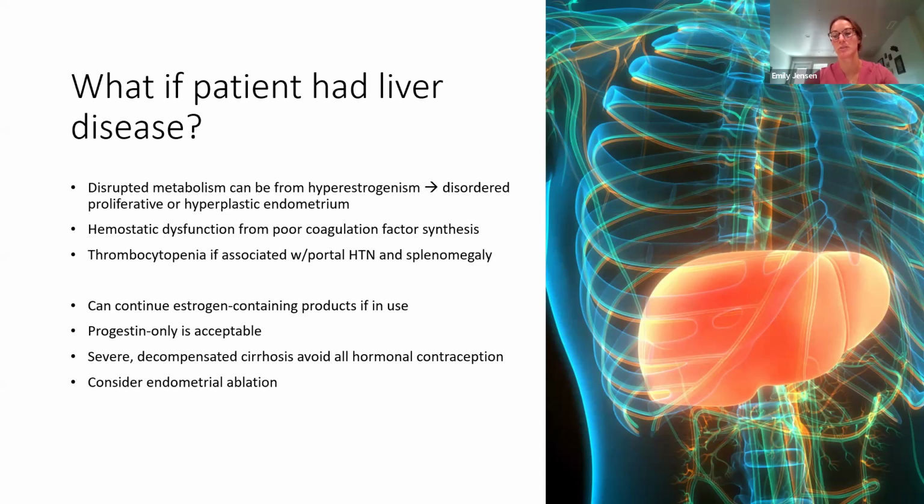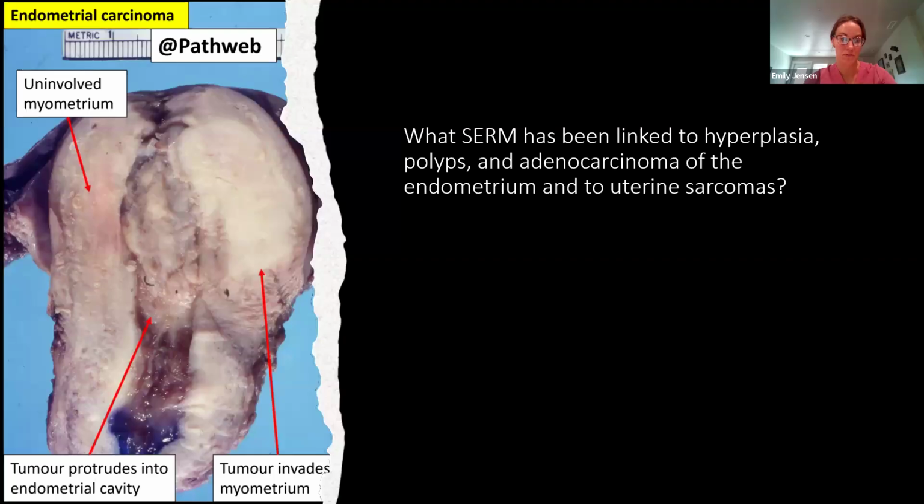Otherwise, their liver is not producing the coagulation factors that they need. So if they're already on an estrogen-containing product, some sources say it's okay to continue that, but you can also switch them over to a progesterone only. But if it is severe, they do have decompensated cirrhosis, you want to avoid all hormonal contraception and then consider endometrial ablation. Because obviously not all these patients are candidates for surgery, for a hysterectomy or anything like that. So it's more symptom control with most of them.